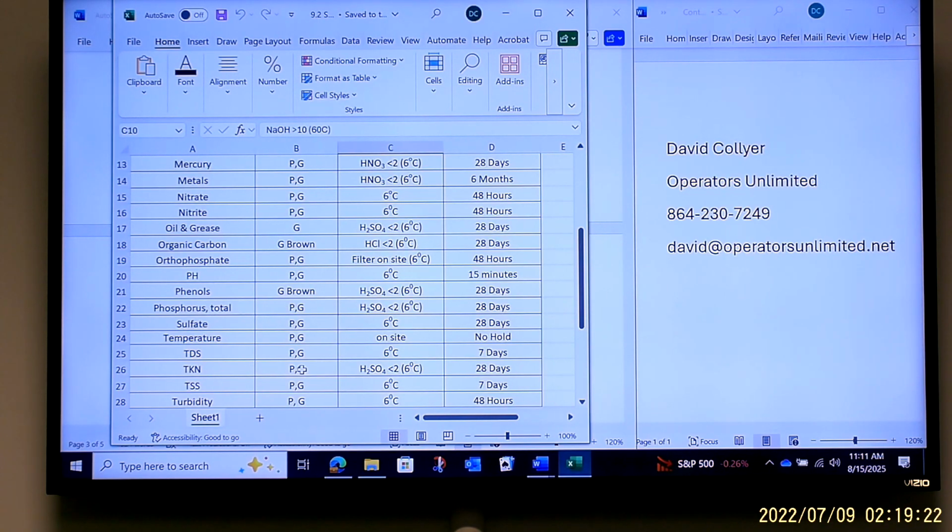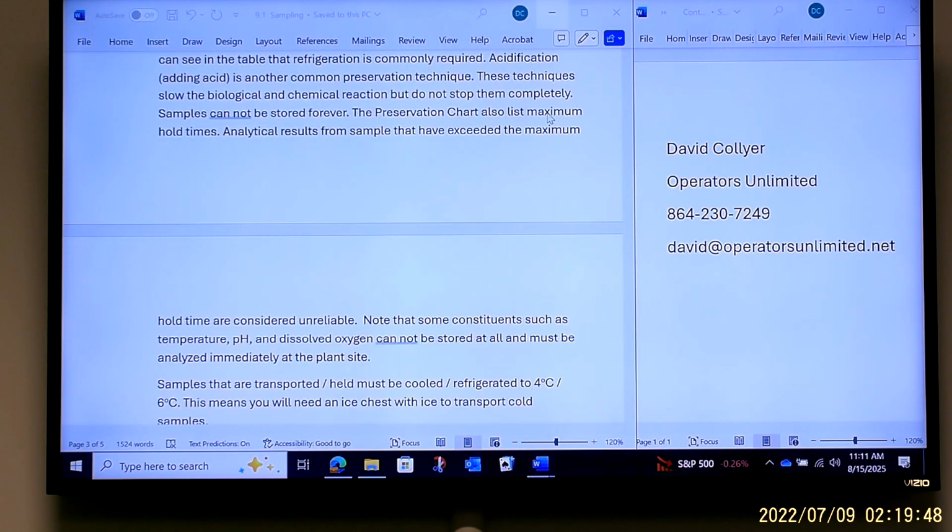TKN, that's plastic or glass. You're going to acidify it with H2SO4, which is sulfuric acid. You're going to drop the pH to less than 2, and you're going to cool it from 4 to 6 degrees C, and you can hold that sample up to 28 days. This chart, I typically put it out in a handout, so hopefully you have that.